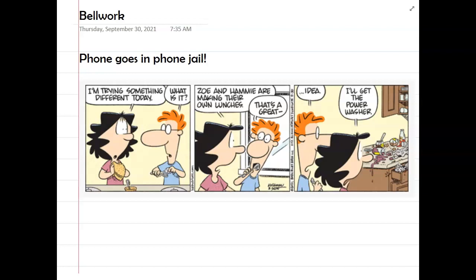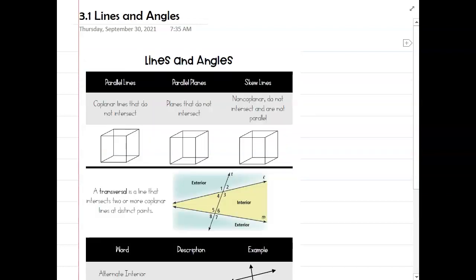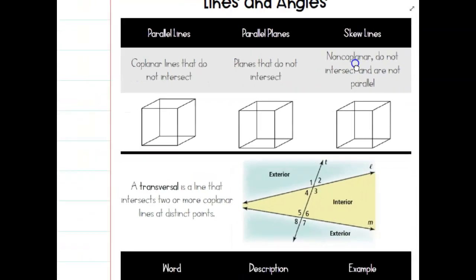We are starting chapter 3 today. So chapter 3 is all about parallel lines and angles formed by parallel lines and those kinds of things. We're going to get into the parallel lines tomorrow. Today we're just going to talk about different angles that are formed between lines and transversals and all those kinds of things. So let's start here with some definitions.